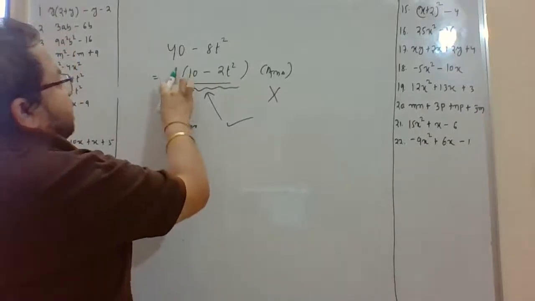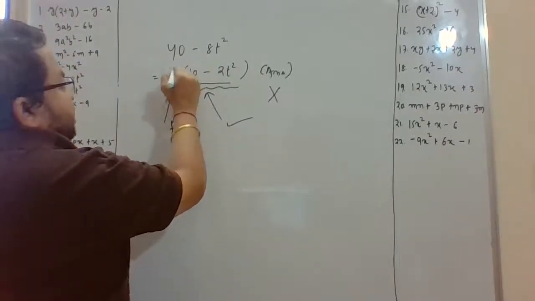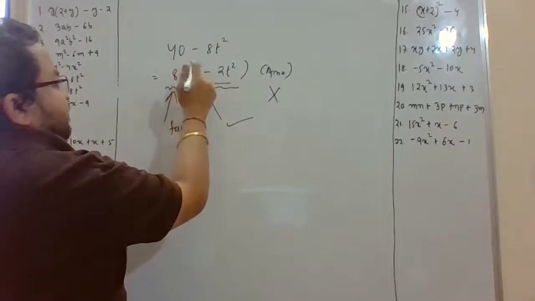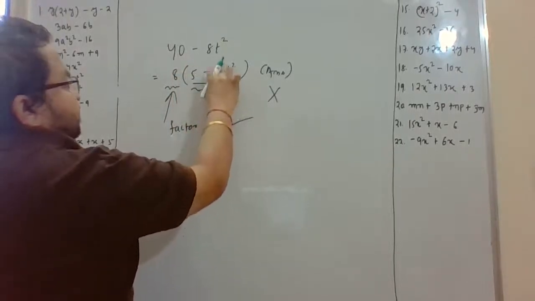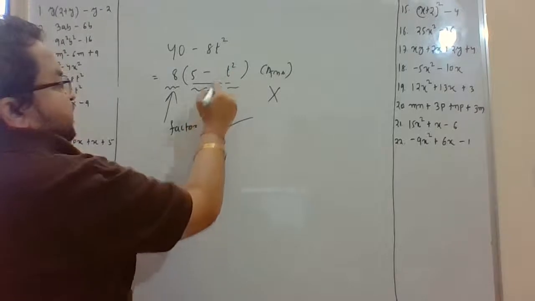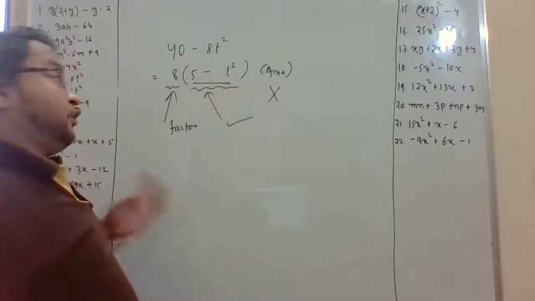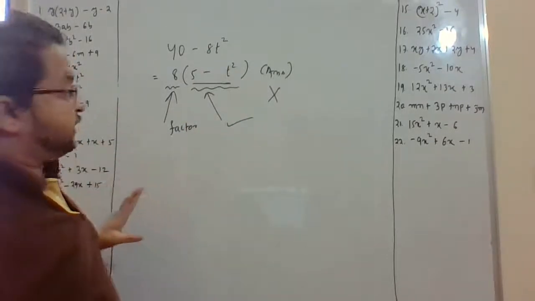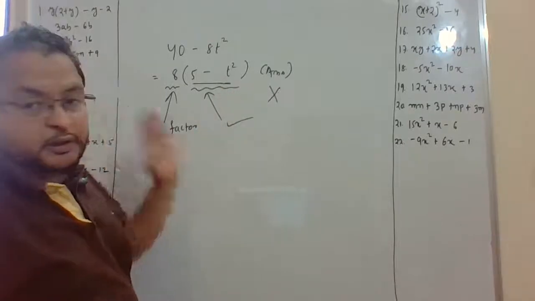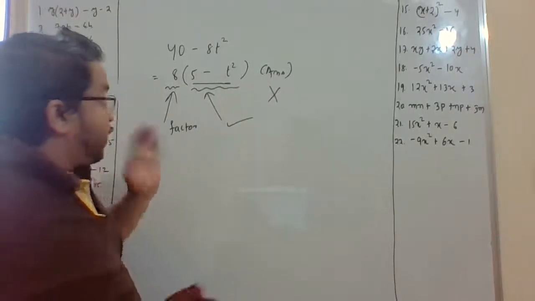Or here, if somebody says that, okay, I'll take 8 as a common factor, and here somebody is getting 5 minus t squared, right? And somebody says that, sir, this is factorized. No, it can still be further factorized. So if you just stop here, then obviously this is not the right answer.